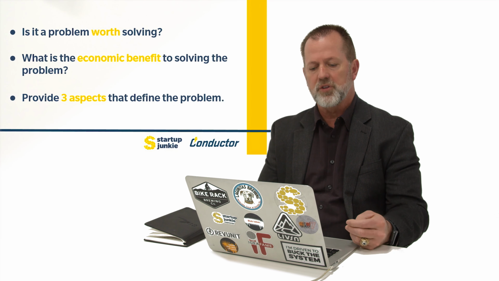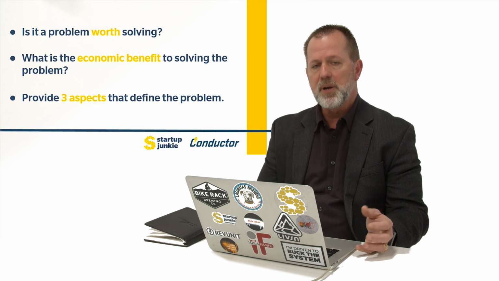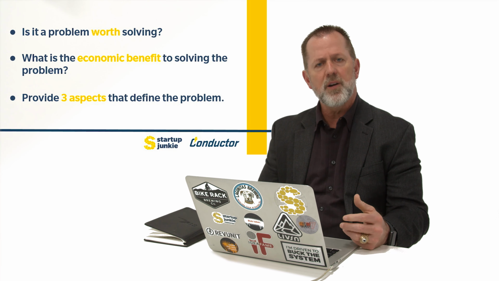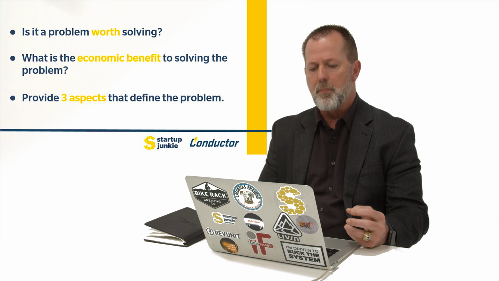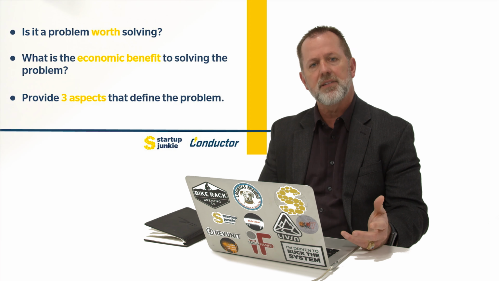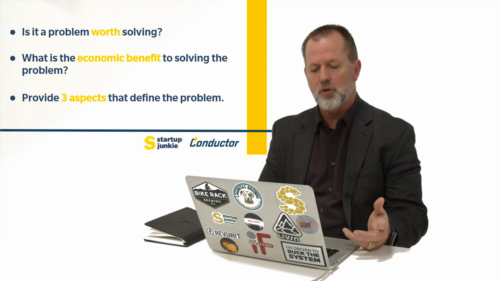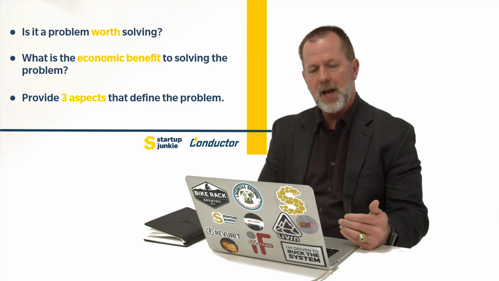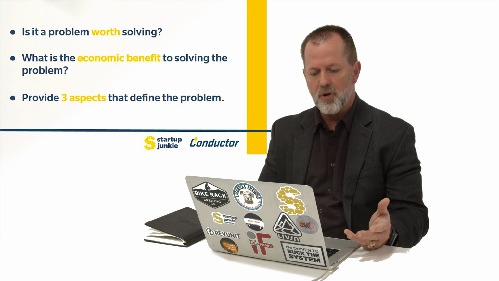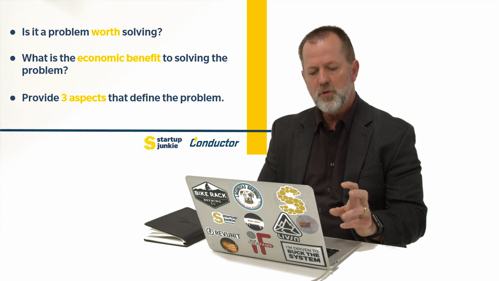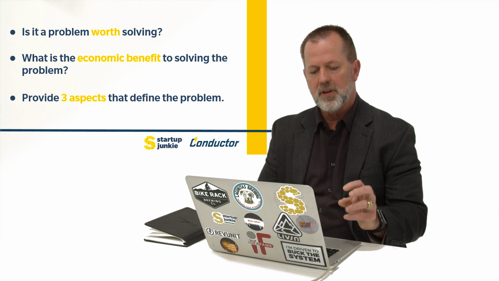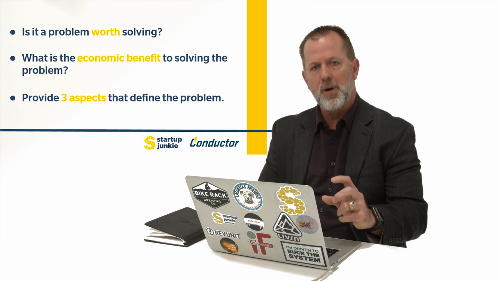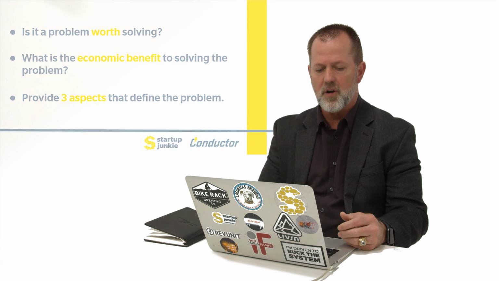The next question you tend to ask yourself is, is that problem worth solving? What is the economic benefit to solving the problem? Very few people or companies are buying technology for the sake of technology. It's got to be something that they're going to derive great value from, and you've got to be able to measure that in terms of return on investment. So when you fill out this section of the Lean Canvas, define the 3 most important aspects of the problem that you're trying to solve.